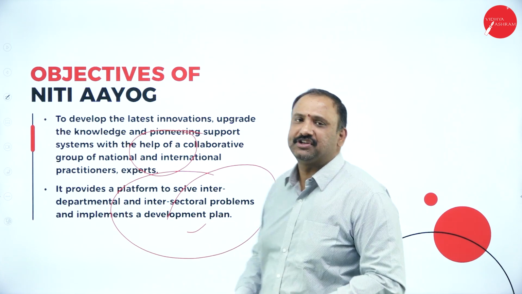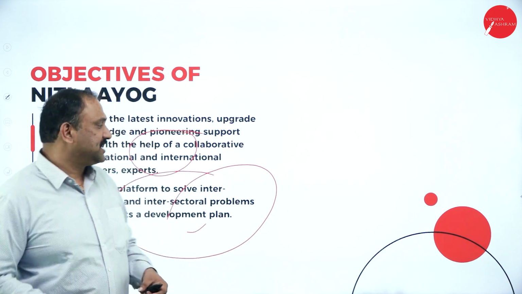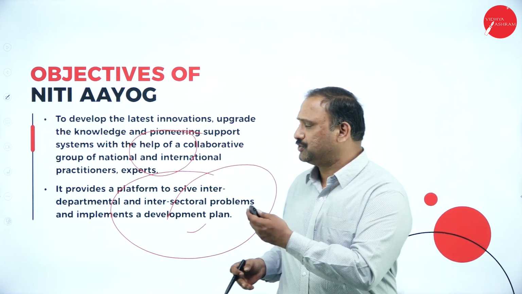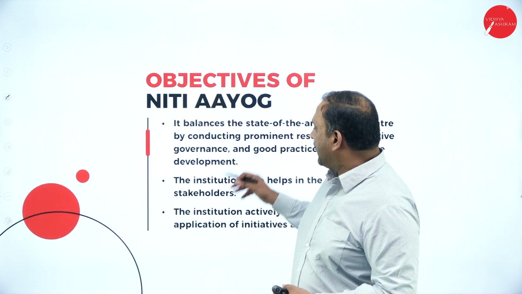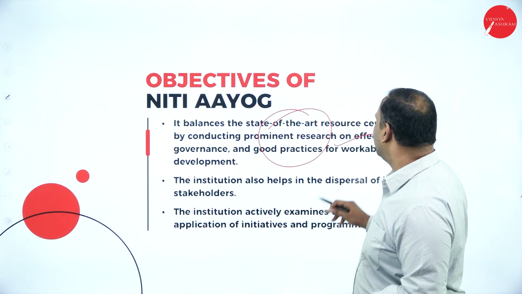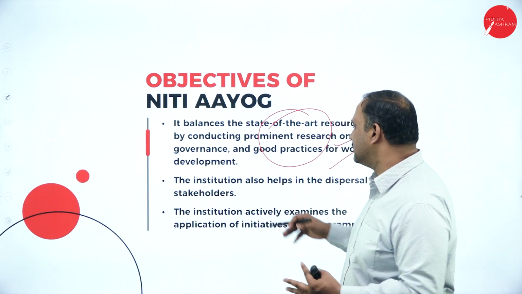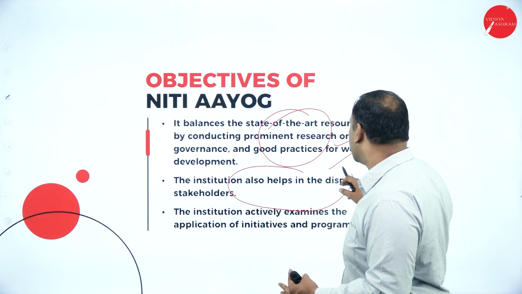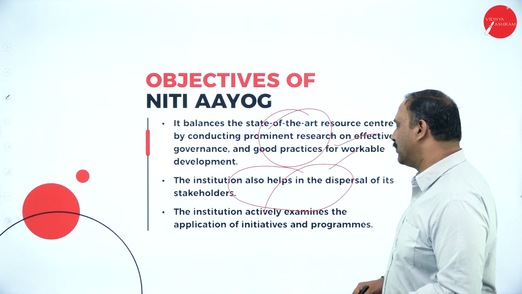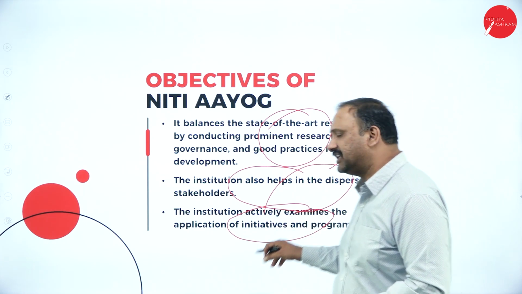Now, that is the most interesting factor of this organization, which is that it is able to start working together as a plan, as a sector, as a development idea altogether. Followed by, it balances the state-of-the-art resource center by conducting prominent research on effective governance and good practices for workable development, which is very, very important. The institution also helps the dispersal of stakeholders, which is also coming up in a big way. The institution actively involves itself in the application of initiatives and programs.